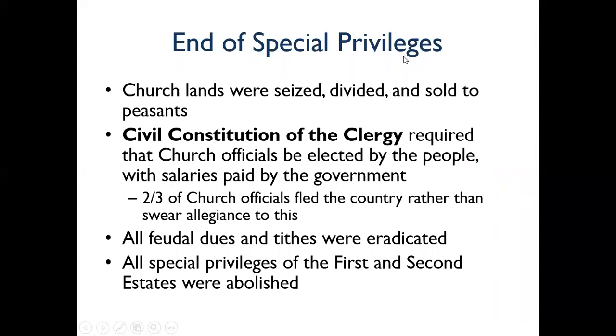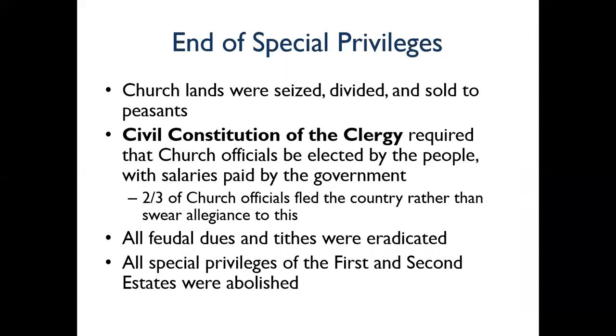Now, the end of special privileges. As we know, the privileges were given to the first estate and second estate, according to their wealth, according to their property, according to their birth, and all that came to an end. The church lands were seized, divided, and sold to the poor peasants who could do farming on them and produce food and grains for all the people. That was a good thing.